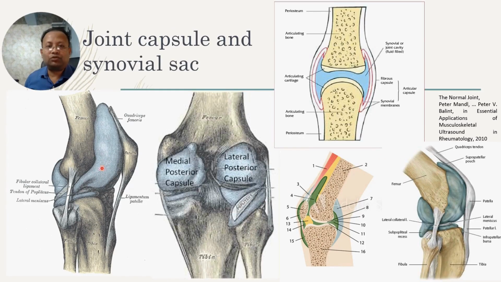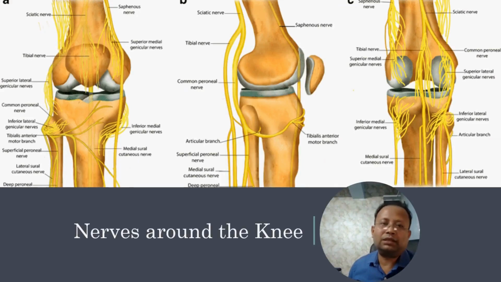So this is a picture demonstrating the capsule around the knee joint, and you can see that in the front side also there is a recess, which we can see as the suprapatellar bursa, or the suprapatellar recess, and posteriorly also we will be able to see the semimembranosus gastrocnemius bursa, but both are actually recesses.